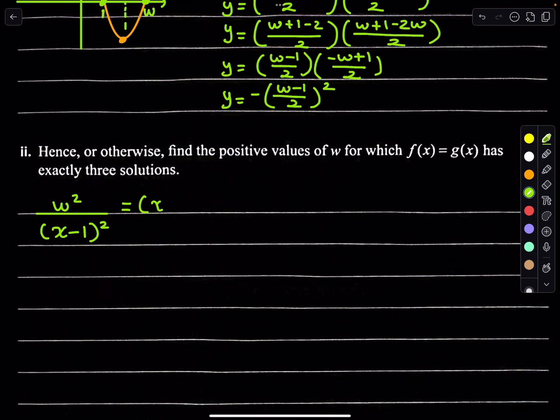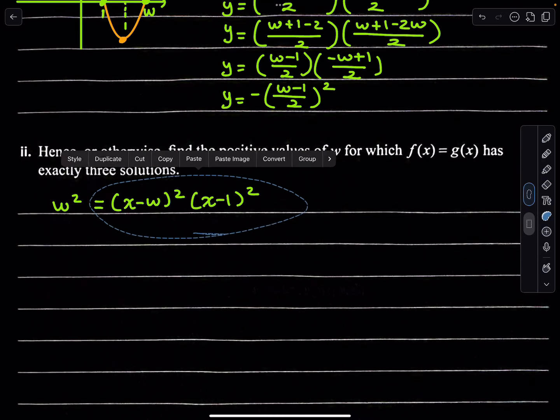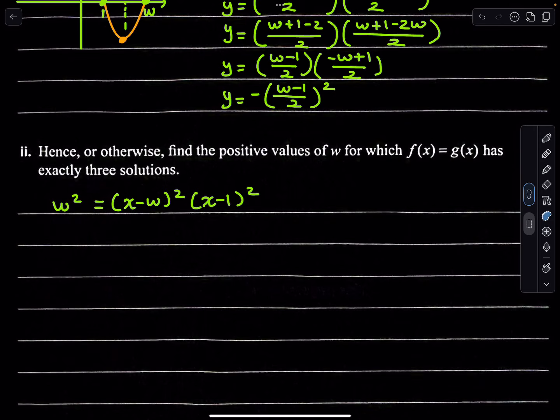Alright, x minus w squared. Perfect. Now, if I bring that x minus 1 to the other side, better to do that than this whole thing here. Okay, done. Now, when we solve this equation, because we've equated those two functions, we need to get three solutions only.